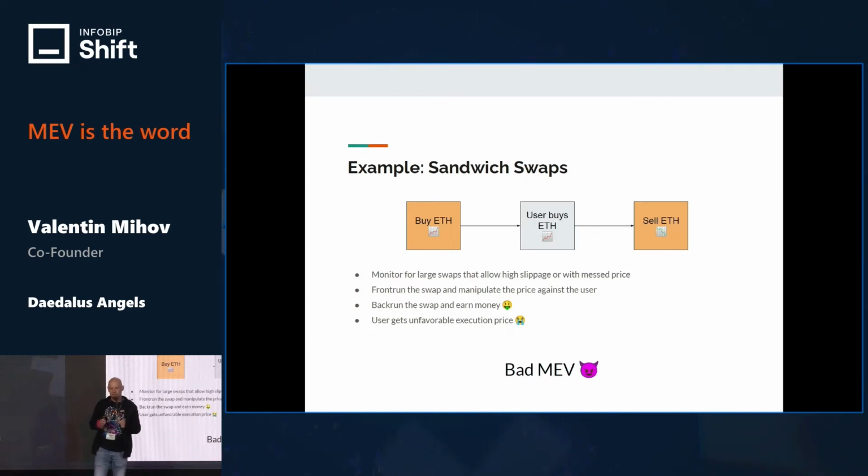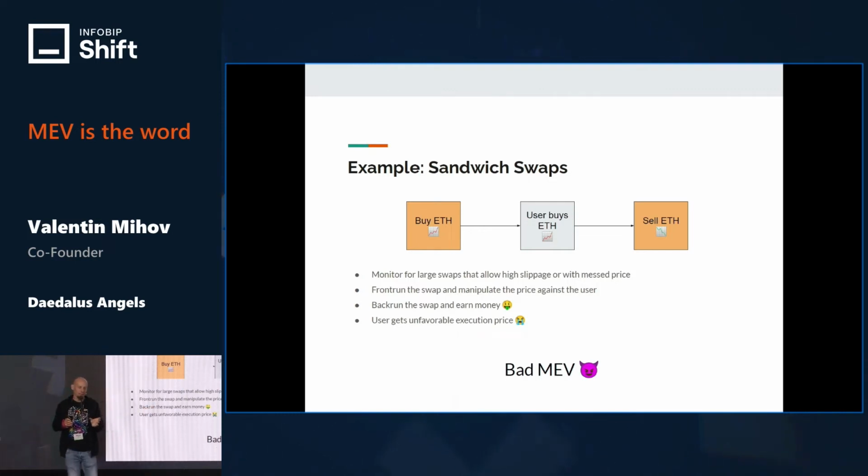So the idea is to sandwich a swap that a user is doing. A user decides to swap some ETH, let's say to buy ETH, and he doesn't set the parameters of his swap properly. He's not setting the slippage right. So the attacker sees that and manipulates the price of ETH around the execution of his transaction. So he buys ETH before the transaction of the user and then sells it.